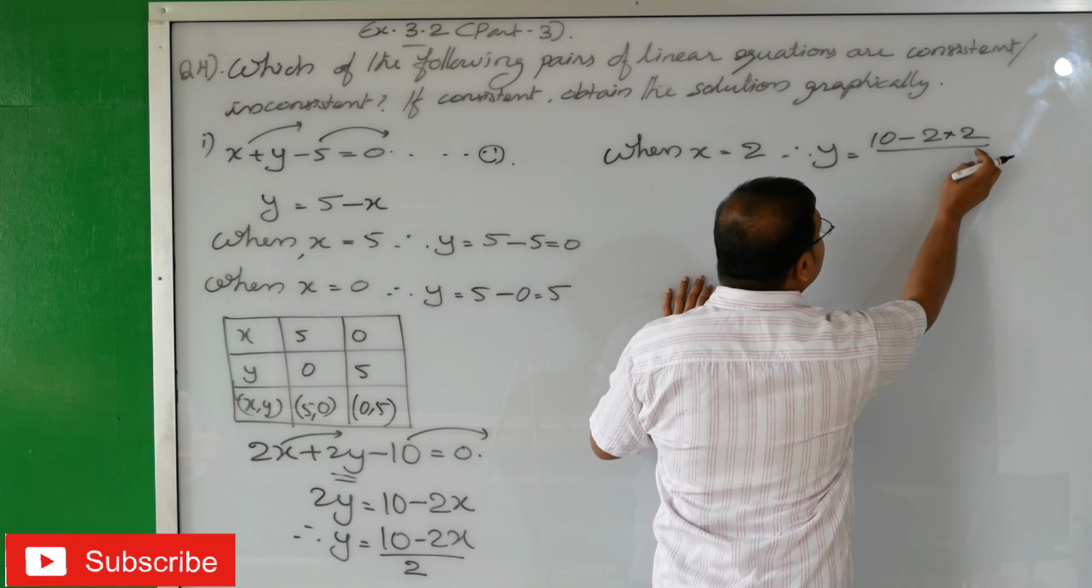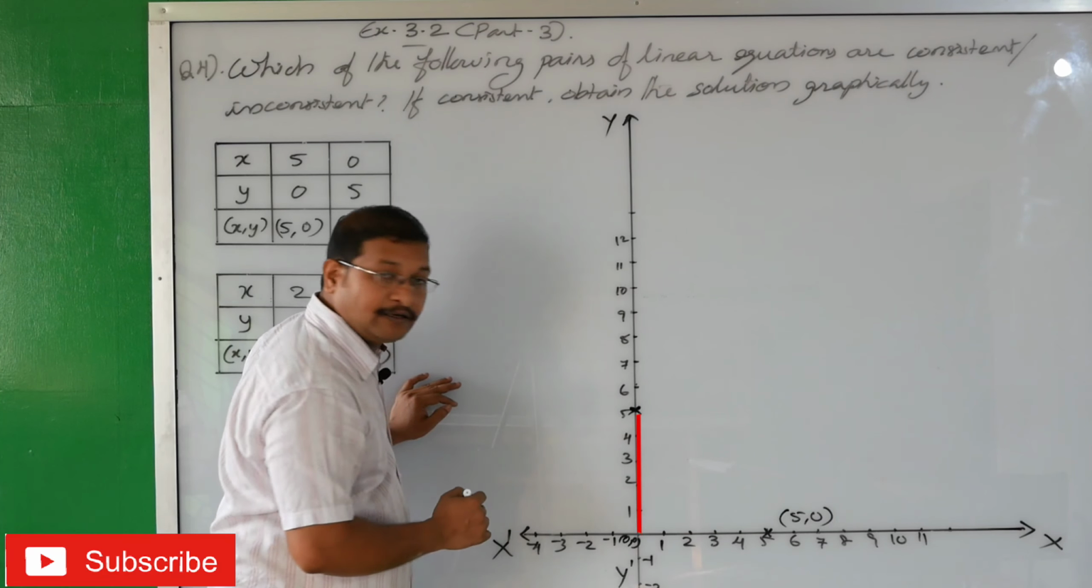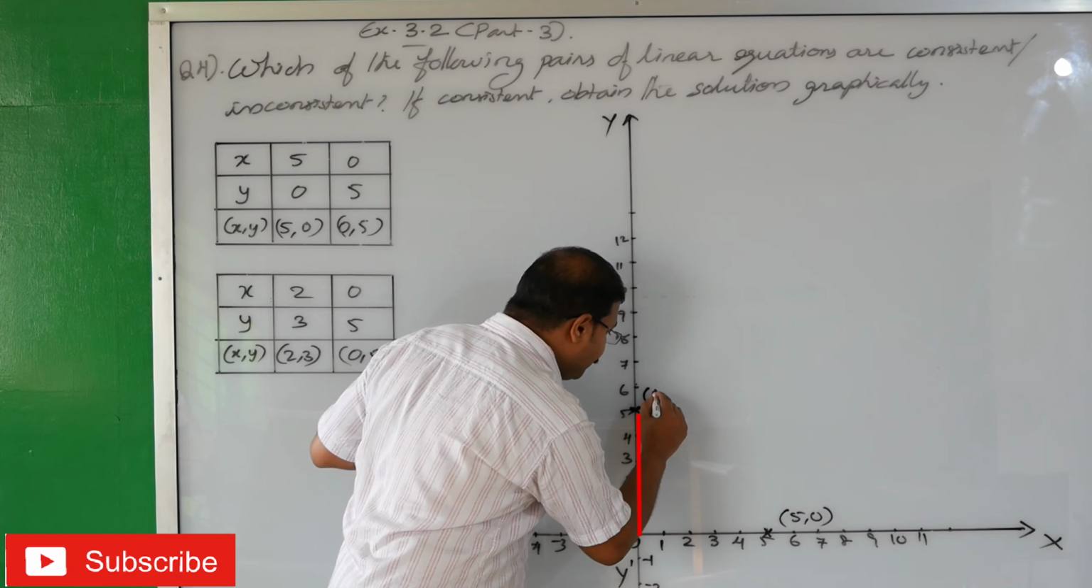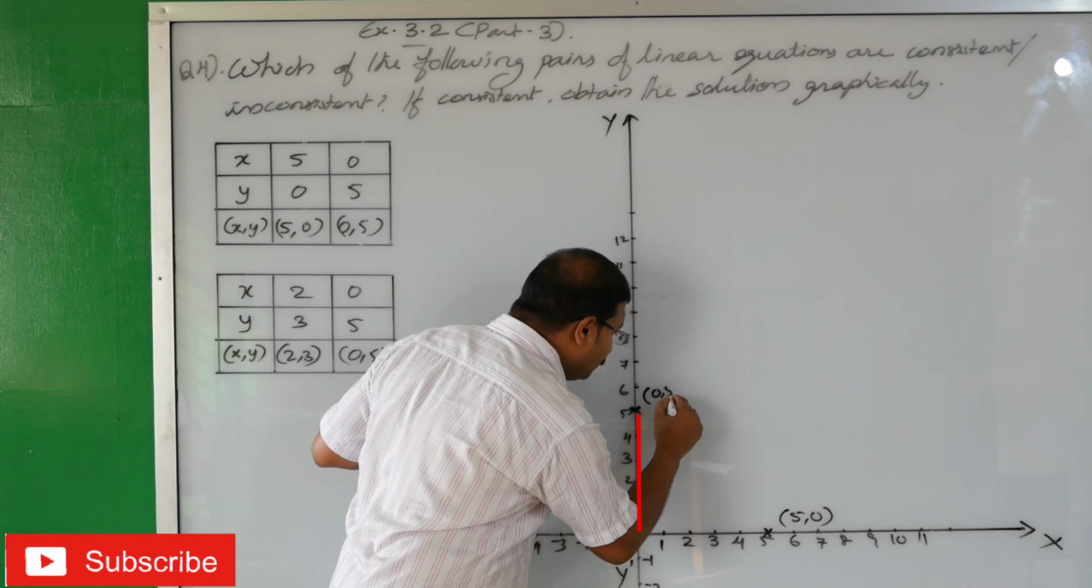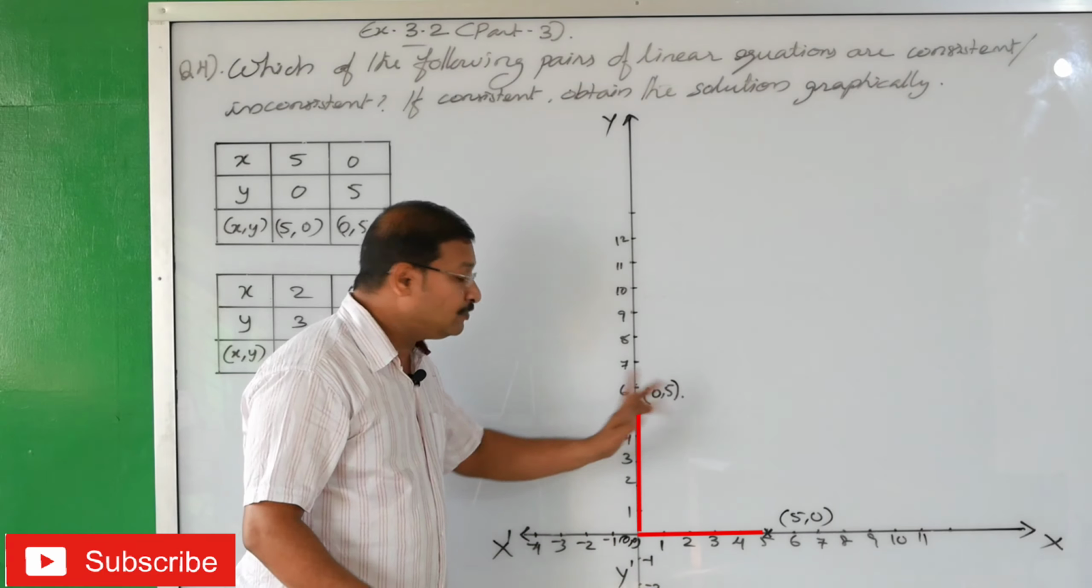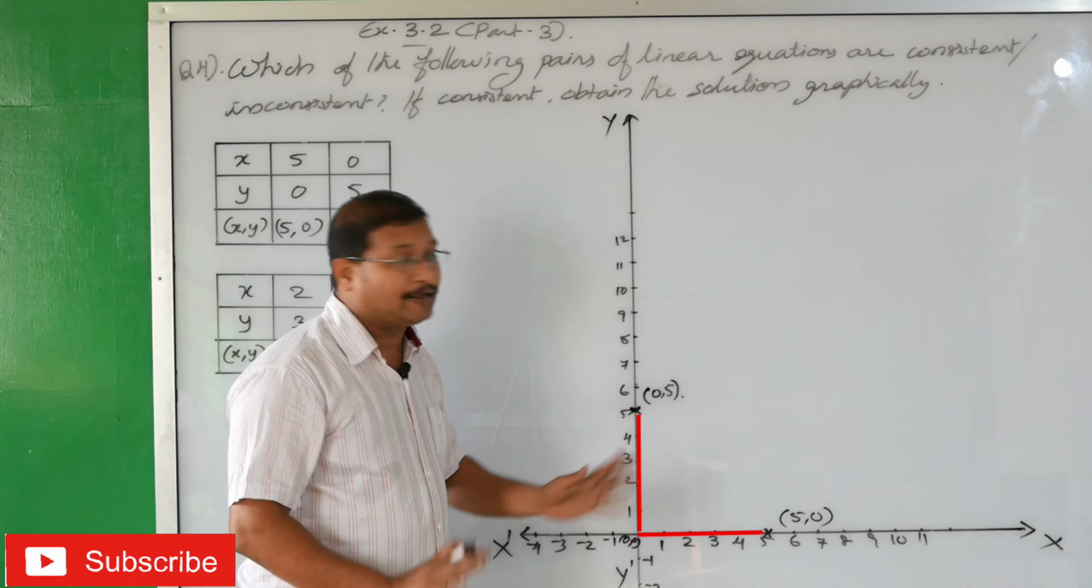After that, 0, 5. X is 0. X 0 means y-axis. X 0 is the y-axis, and y 5 means plus 5 upside. See this one. X 0 is the y-axis and y 5 means this upside. So here we will write 0, 5. Always we will write in x, y form. That means x will be first. That is what we wrote, 0, 5.